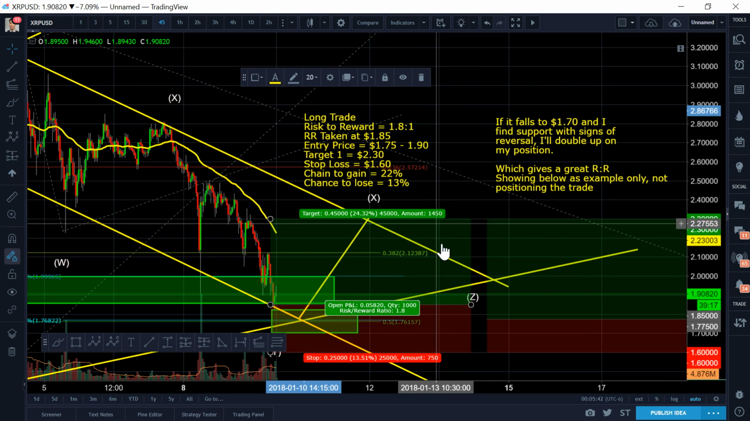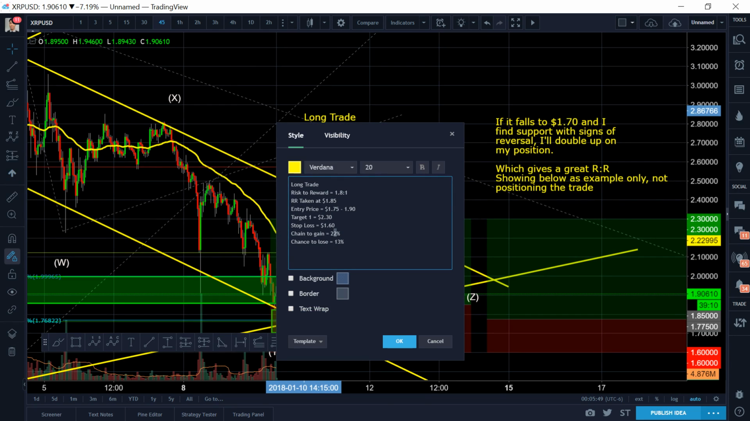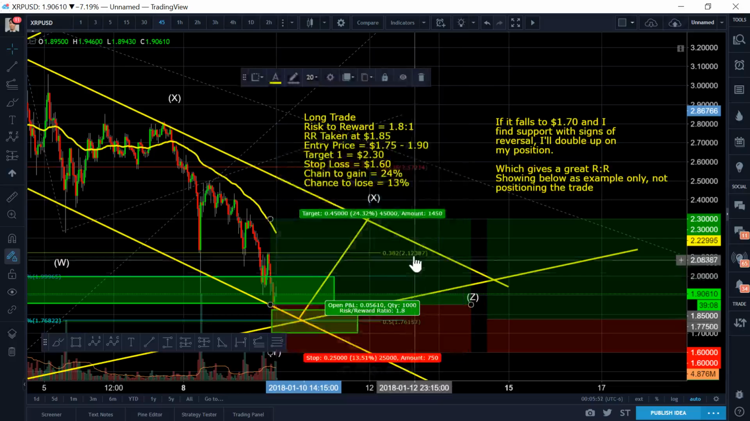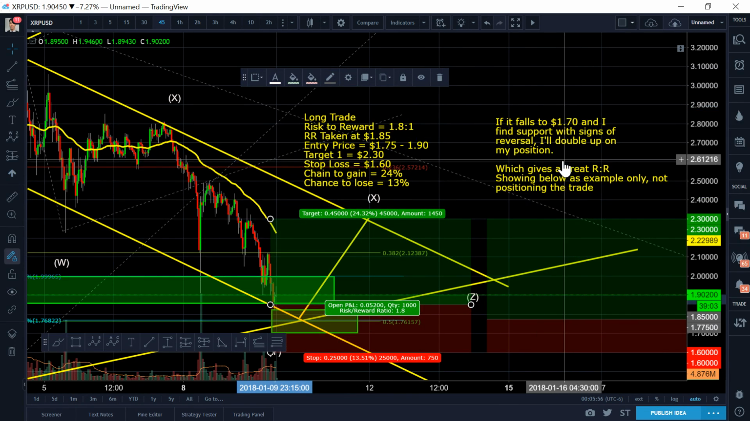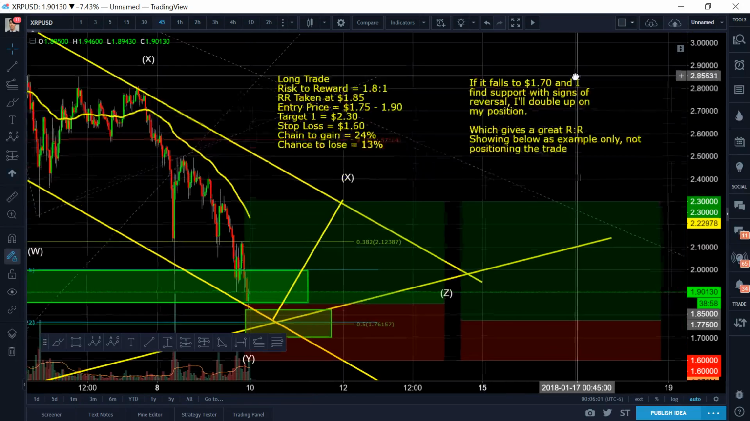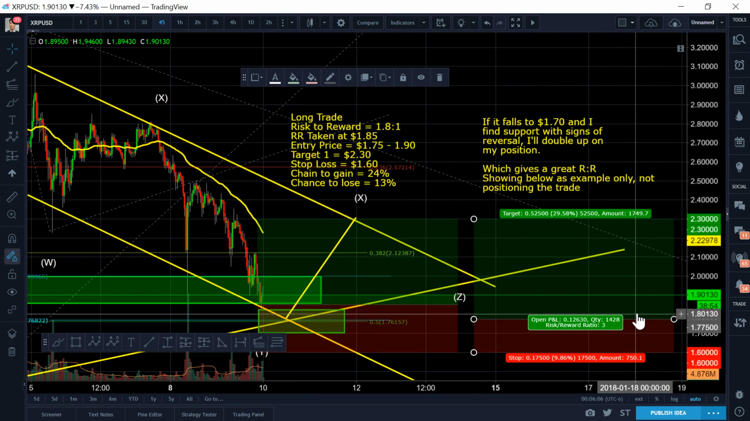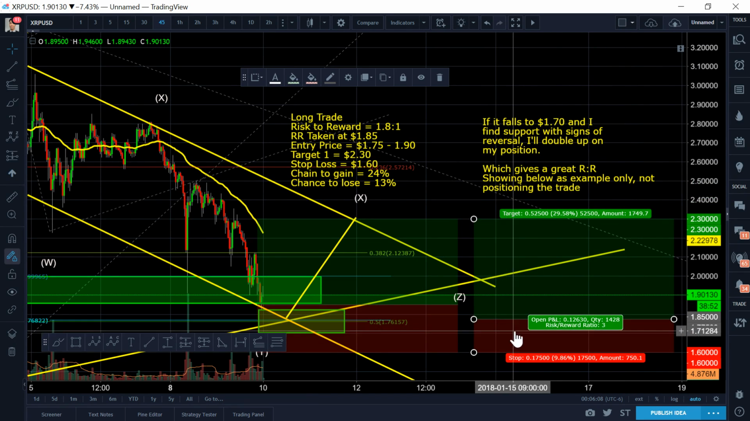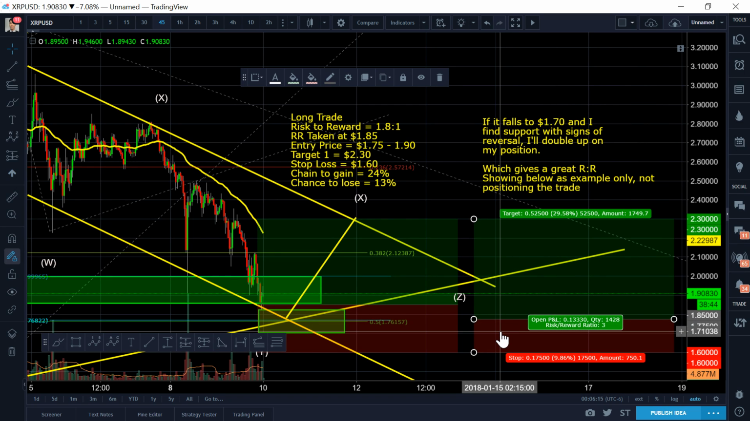Stop loss is at $1.60. You get a chance to gain 20. We'll say this is supposed to be 24. Chance to lose 13% about. If it falls to $1.70 and I find support with signs of reversal, I'll actually double up on my position, which gives me a great risk to reward ratio of 3 to 1, which I'm okay with. And it actually averages out my price to 1.775 if I were to get some at around $1.70.